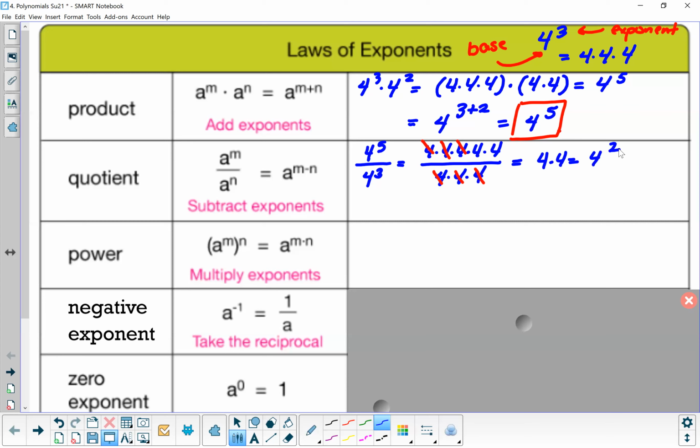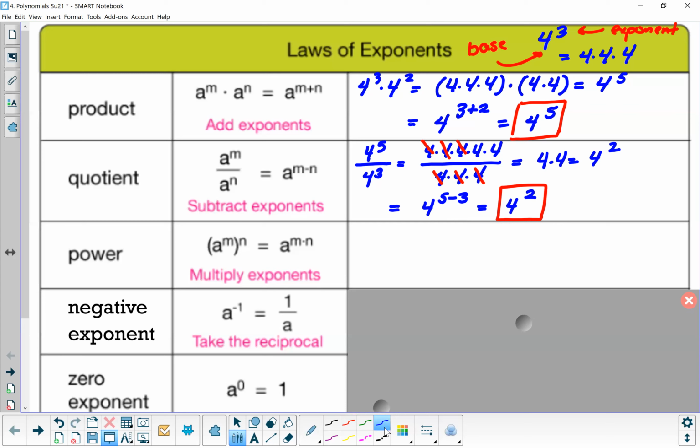Now, if we use our quotient rule, the quotient rule says when you're dividing, you can subtract your exponents. So instead, we could have done 4 to the power of 5 minus 3, which gives us 4 squared. And again, we arrive at our simplified expression more quickly.